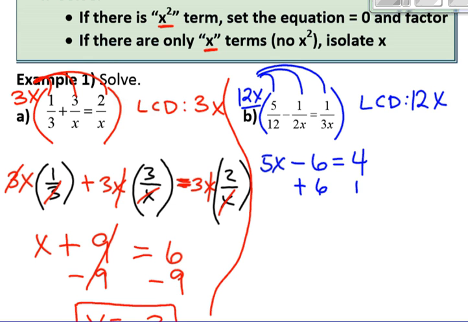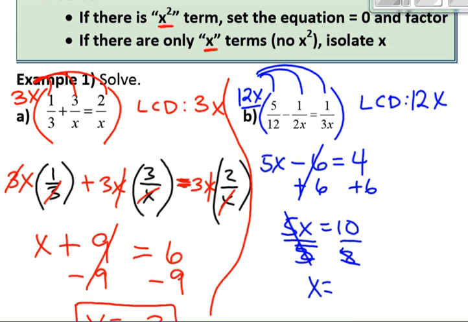All right, so now you can solve for x. So I'm going to add 6 first. So I have 5x equals 10, divide by, I'm sorry, divide by 5, so x equals 2.